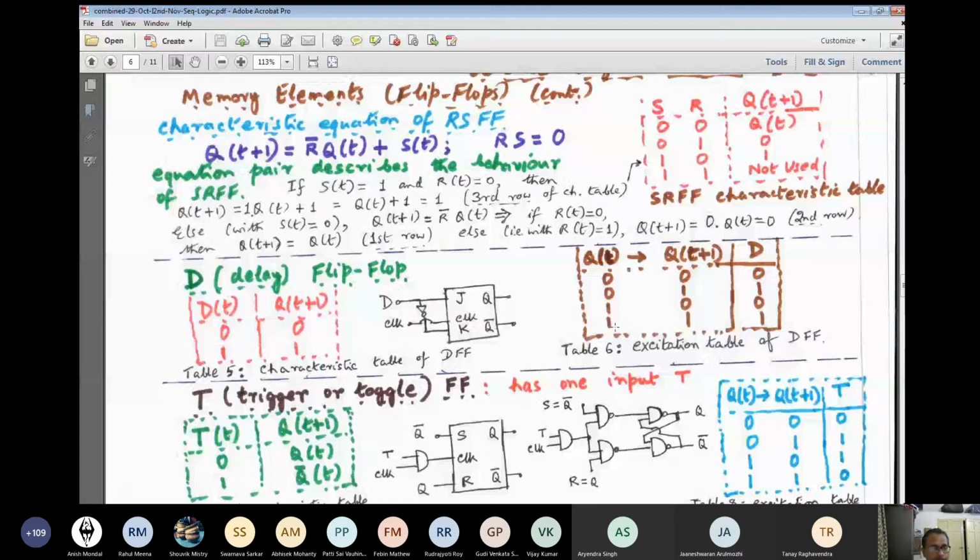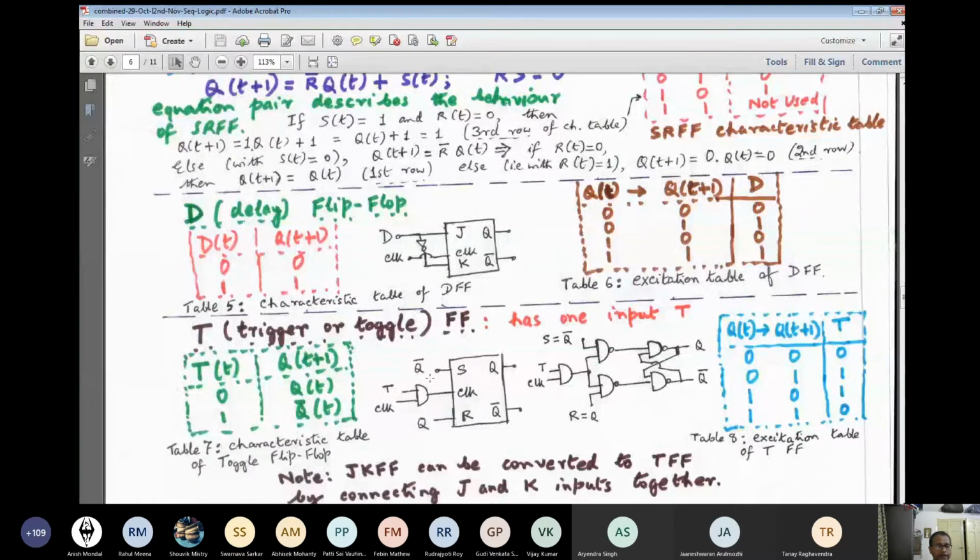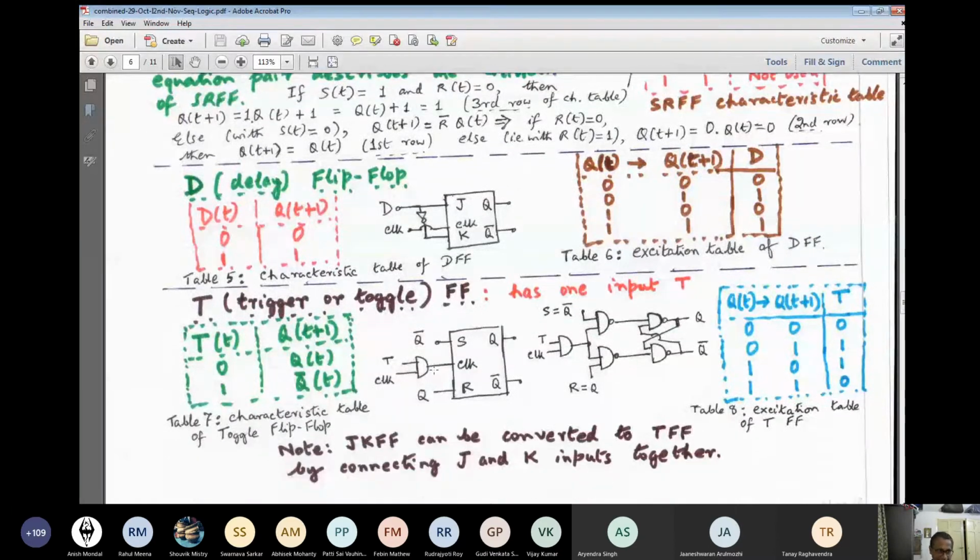Right? Now come to the trigger or toggle flip-flop. What is this? As the name tells you, trigger means that when it is at logic 1 state, there should be a change of the output, toggling. So toggling means that there is an opposition, a reversal. If the output was earlier 1, now it should become 0 and vice versa.